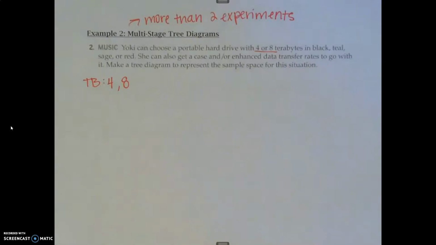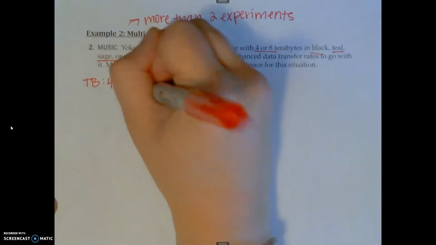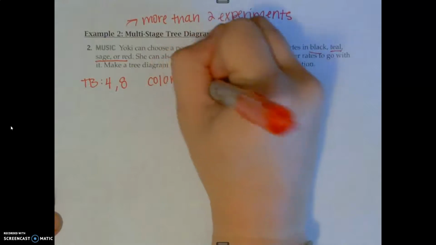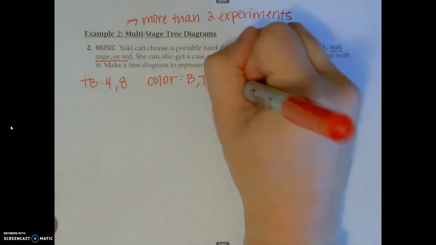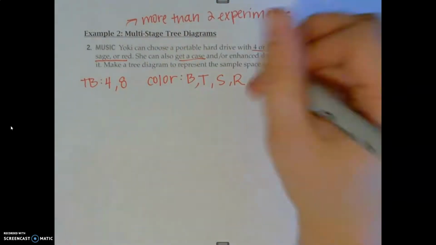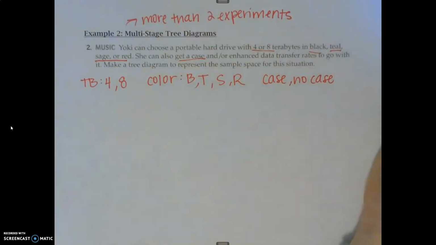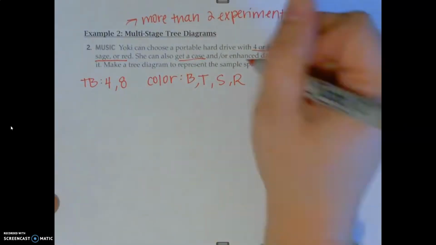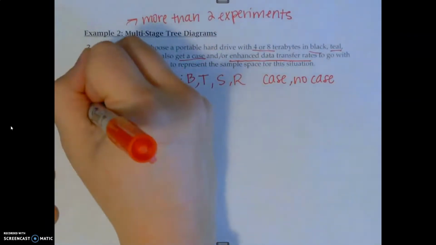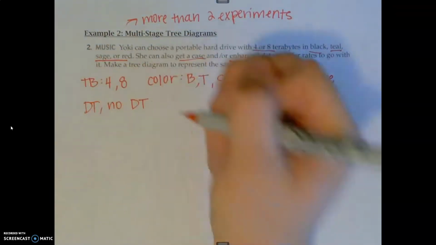And then she can choose it in black, teal, sage, or red. So color will be our next one. And I'm going to abbreviate because it's long. So we have black, teal, sage, and red. She can get a case, so she can get a case or she can't. So we have case or no case. So that's our third stage. And then she can get enhanced data transfer rates, or she can't. So that's our fourth stage. So we have data transfer or no data transfer.